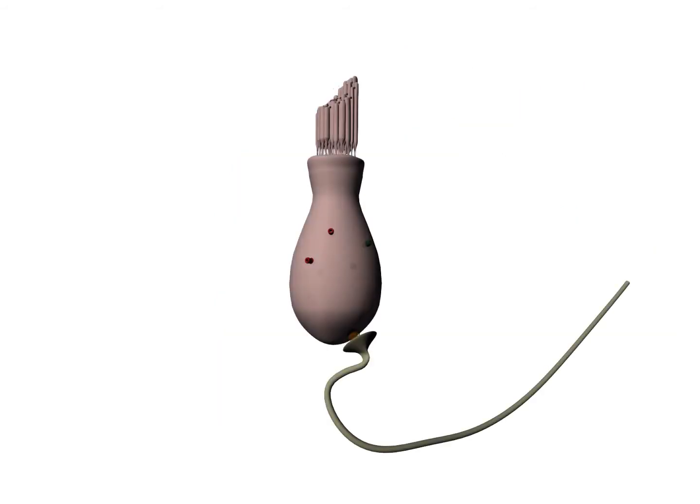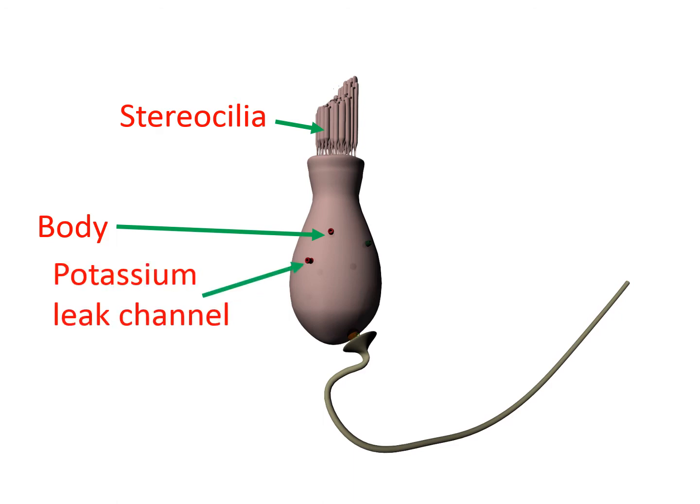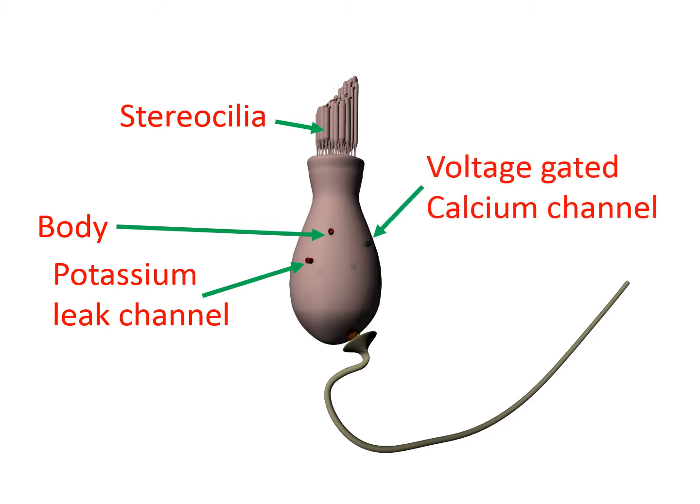A view of the entire cell shows the stereocilia at the top and the body in the lower part, and within the body we find potassium leak channels, voltage-gated calcium channels, and then the ganglion cells, which carry action potential to higher centers.